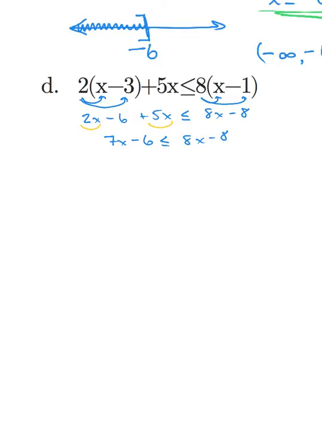Now I'm going to go ahead and move my variables to the left because I just like having them on the left side when I'm dealing with inequalities. So I'm going to subtract 8x from both sides.